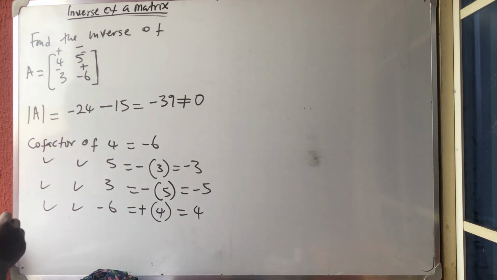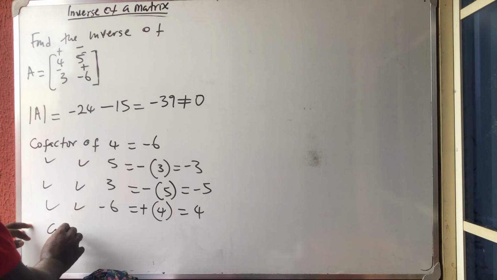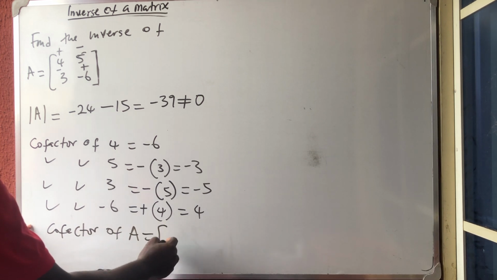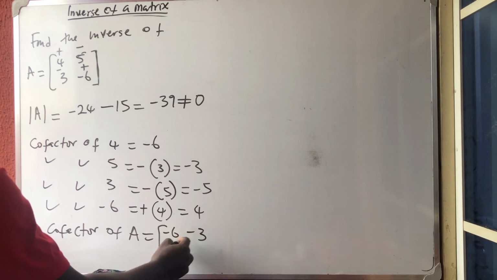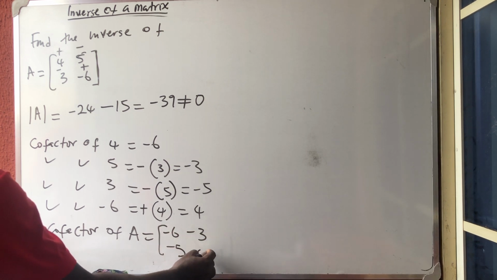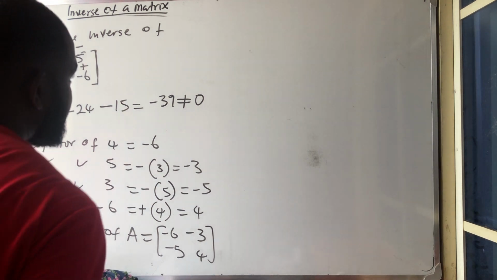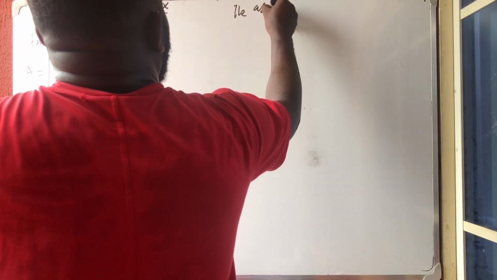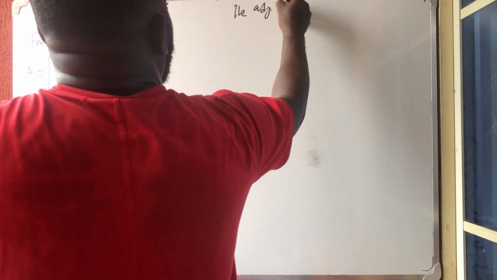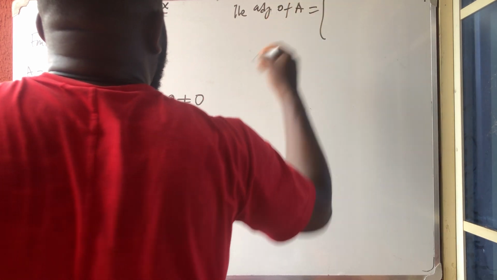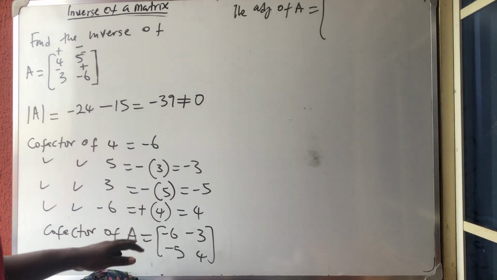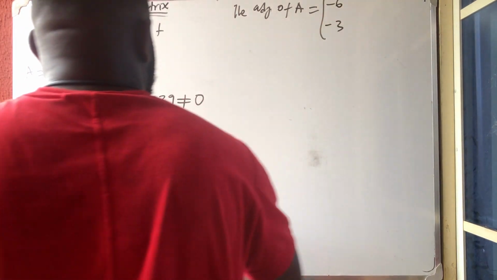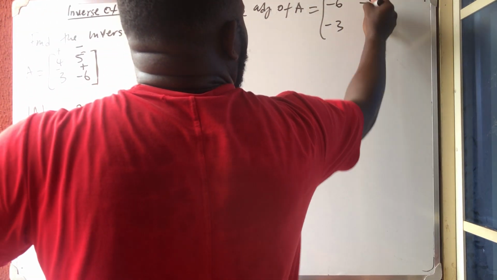So therefore the cofactor of A is simply minus 6, minus 3, minus 5 and 4. The next thing you need to get is the adjoint of A, which is the transpose of the cofactor. Carry this one, stand it: minus 6 and minus 3. Carry the other one, stand it: minus 5 and 4.